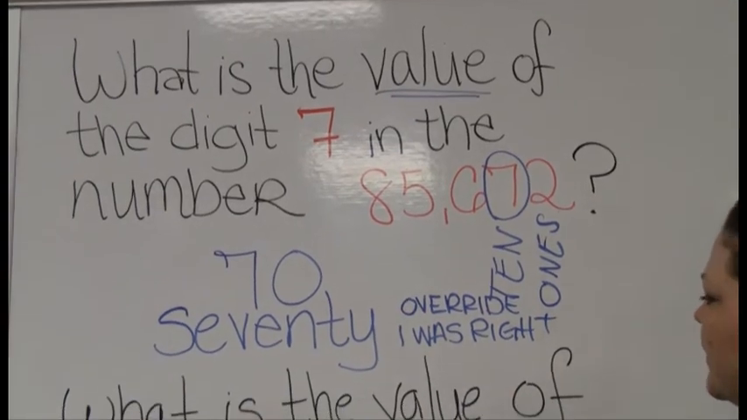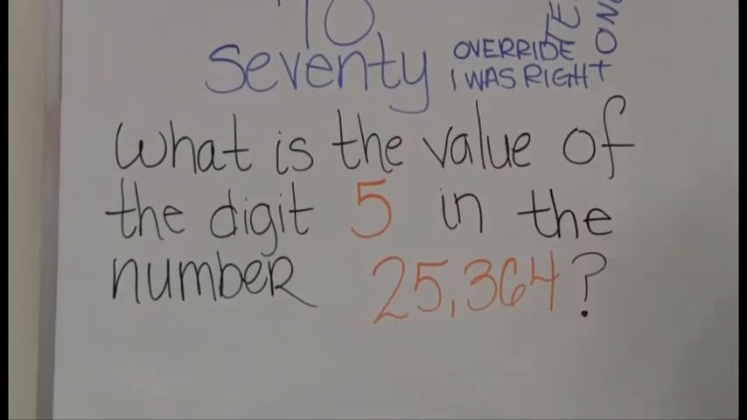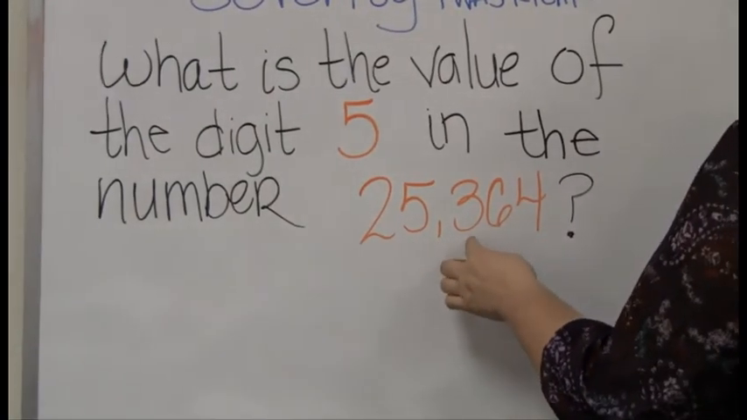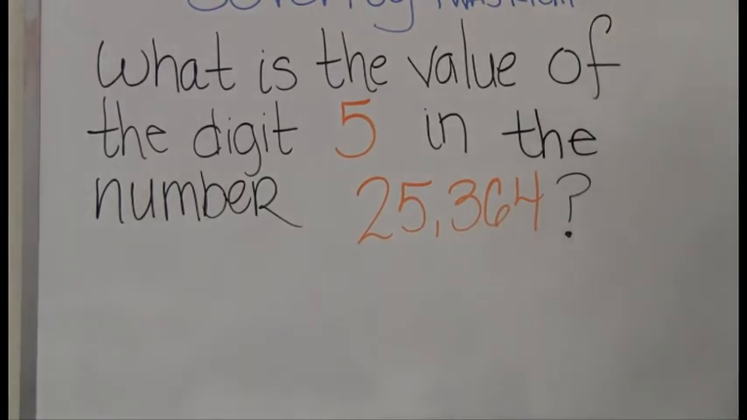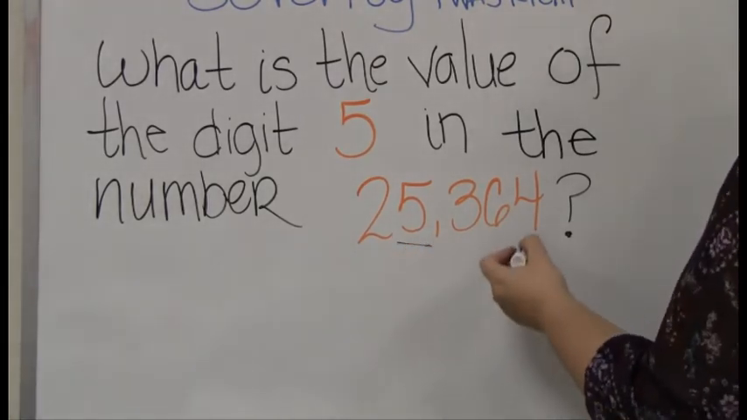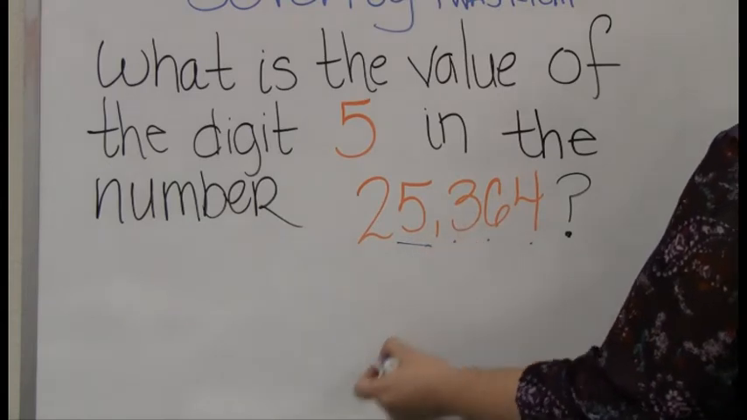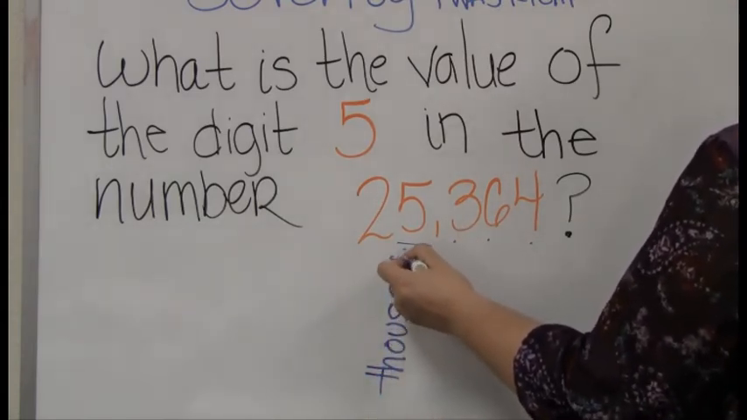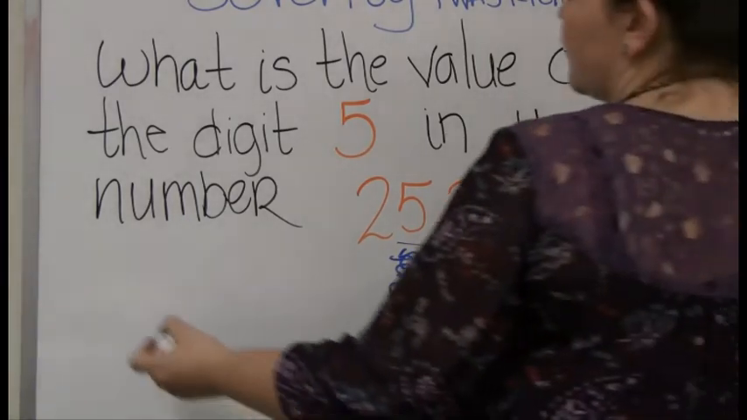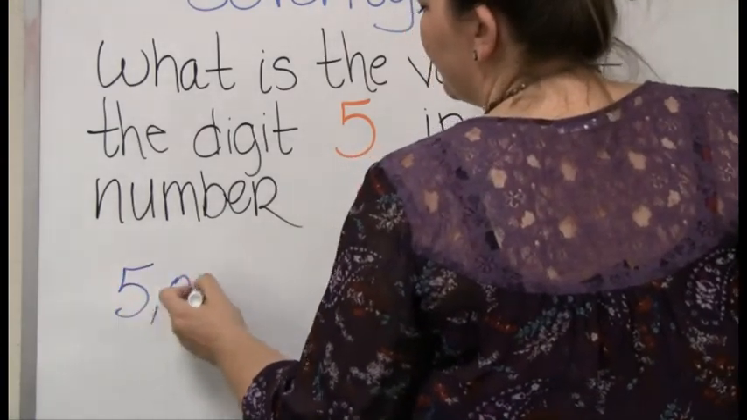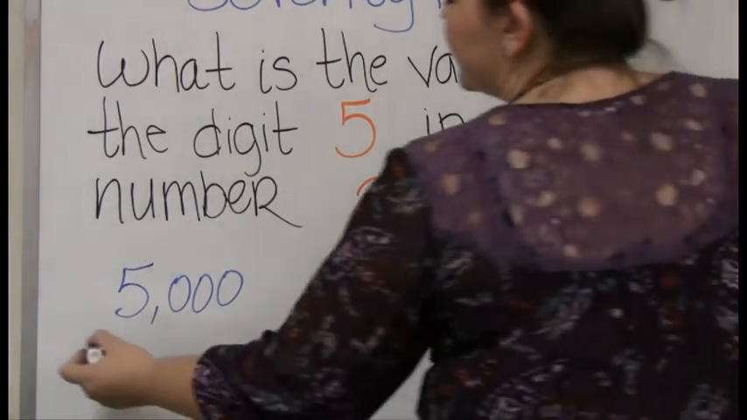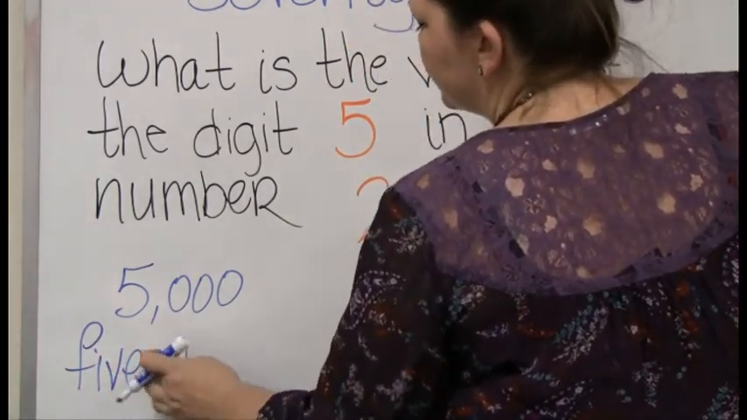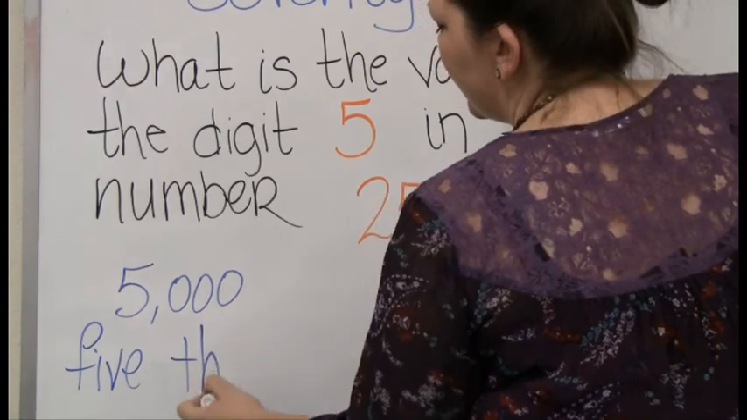Okay, so looking at another problem. What is the value of the digit 5 in the number 25,364? Well, here's 5, and he's in the ones, tens, hundreds, thousands place. So what's his value? Well, that's real easy. He's worth 5,000. Or if I were going to write that out, I would write 5, no dash, I don't know why I put a dash, thousand.